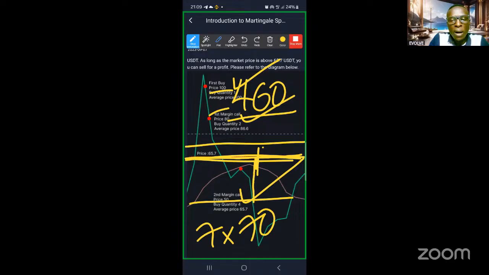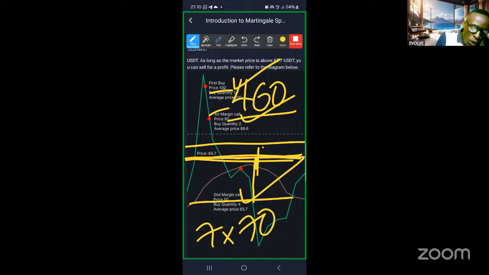How much profit? How much money are we getting out if we sell each coin at $70? Okay, Dr. Jeros has done $490. Yes, $490. What is our profit? We are in business. We've made $30 just like that.